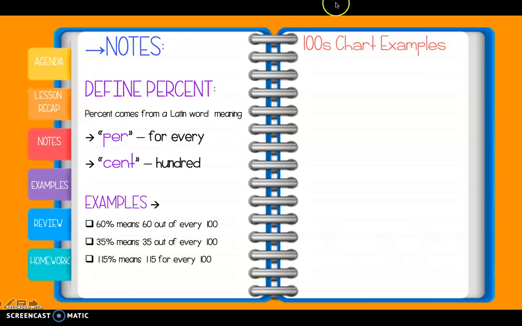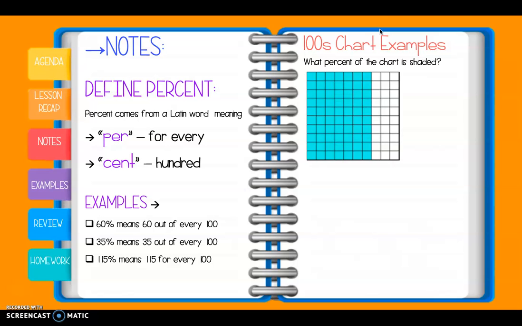Today what we're going to do is we're going to be illustrating percent on hundreds charts so we can see what it looks like out of 100. So what percent of the chart is shaded? So what we've got here is we've got a hundreds chart, which is just a 10 by 10 grid, and we've got to figure out the percent that is shaded.